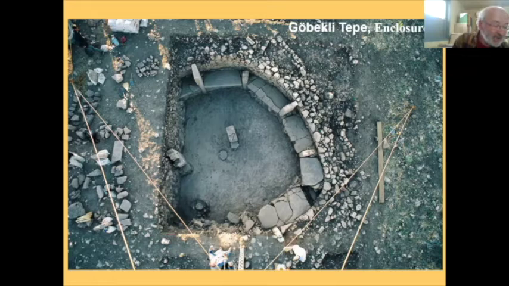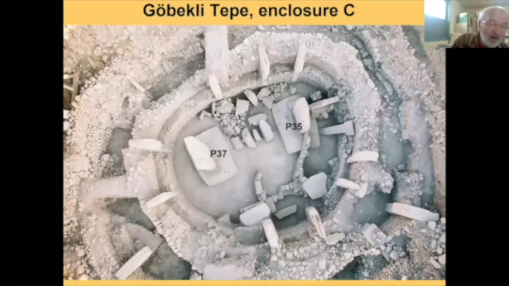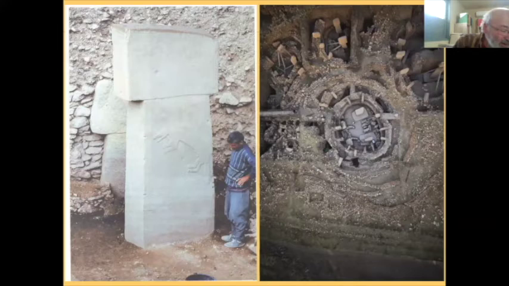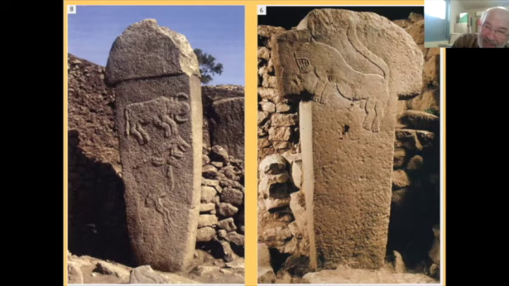We can see invested stone-built enclosures, some of them as large as 30 meters in diameter, such as these or these, with amazing monumental art like this. And this monumental art and sculpting shows many animal representations, and mostly animal representations. This growth in scale, here's an animal, here's another, here's a wolf, here's another one with size.